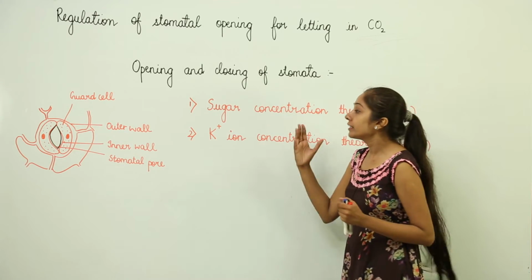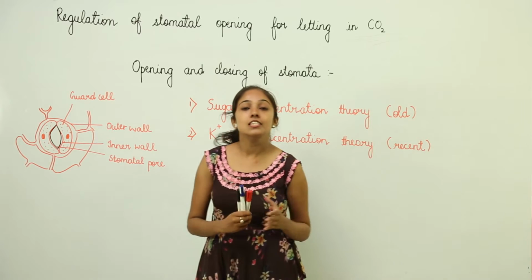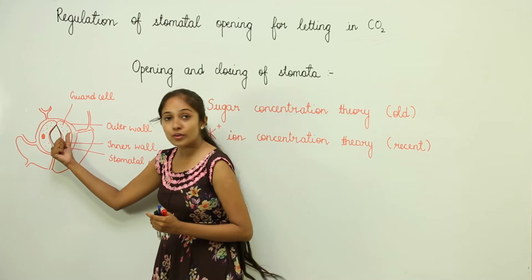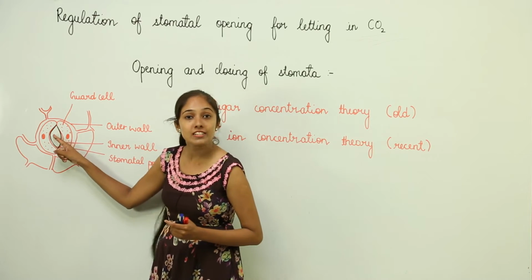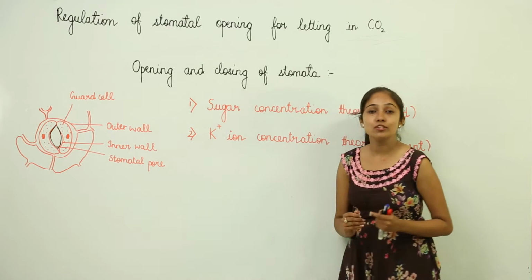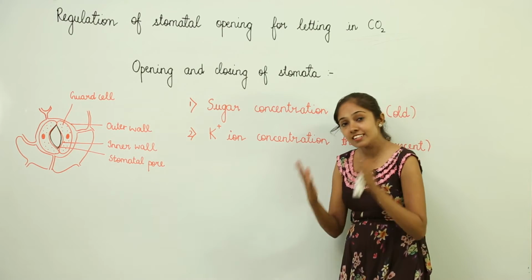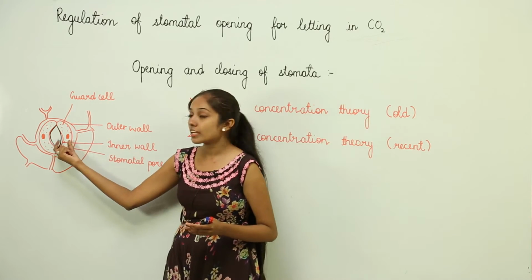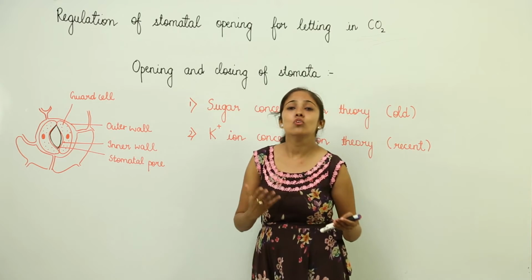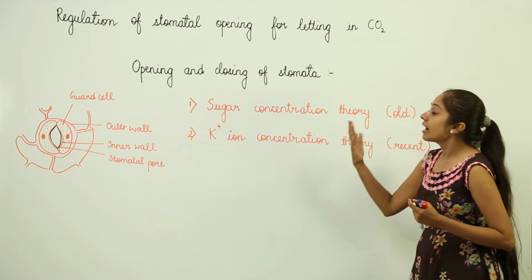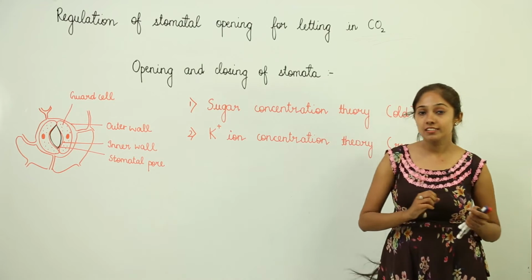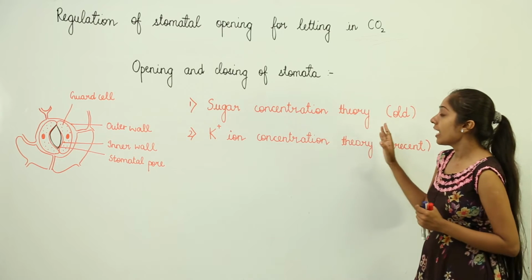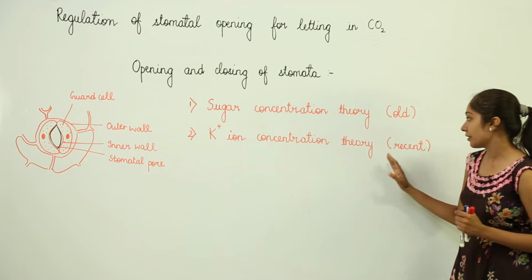During daytime, when there is photosynthesis going on, CO2 is going to diffuse inside through these stomatal pores. Now, at night there will be no CO2 which is going to diffuse in. So, at night the pores are going to close, so that there is no loss of water also. But how this opening and closing of stomata is regulated, there are two theories. One, we have sugar concentration theory and we have potassium ion concentration theory.